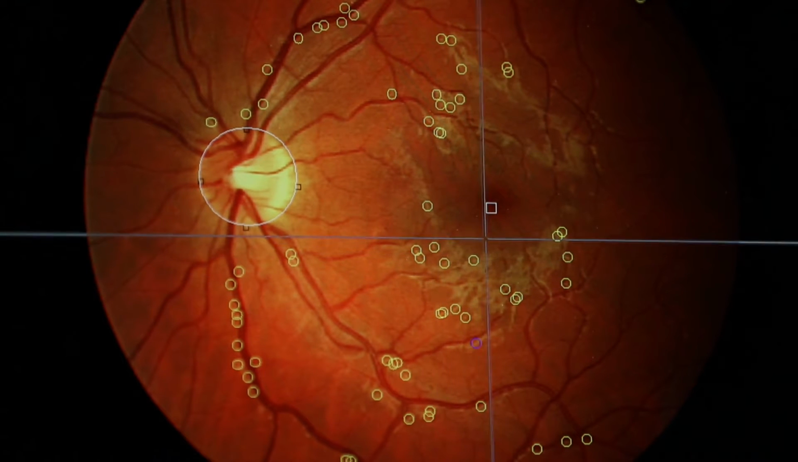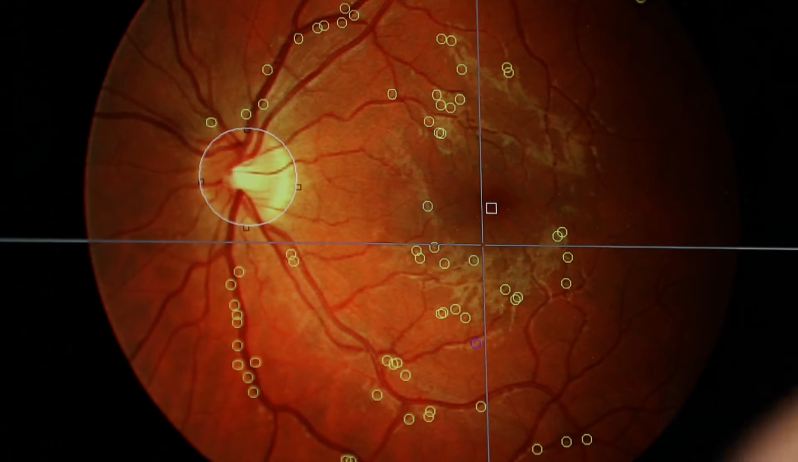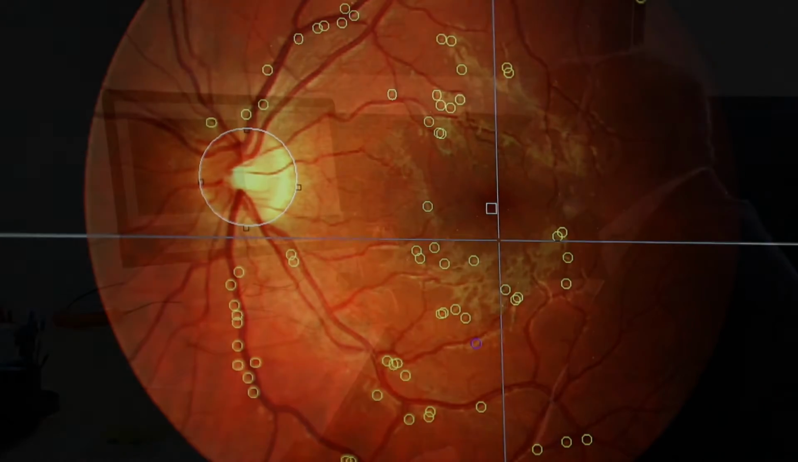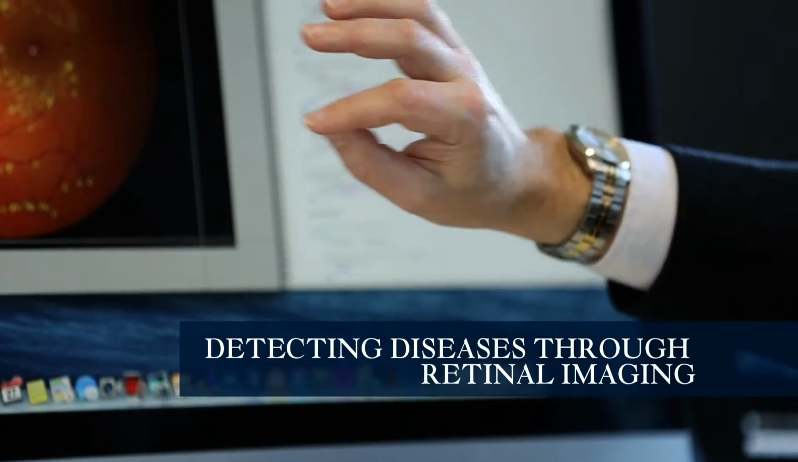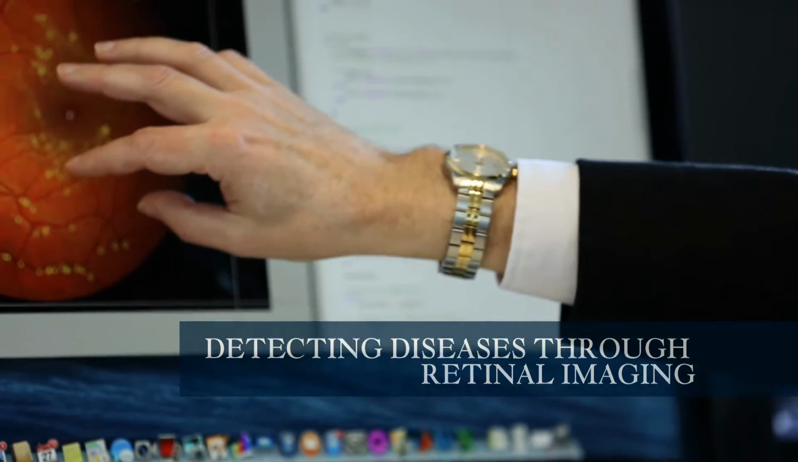The original research was to automatically detect diabetic retinopathy. It's the leading cause of blindness in the developed world, in order to improve screening and treatment of diabetic patients.